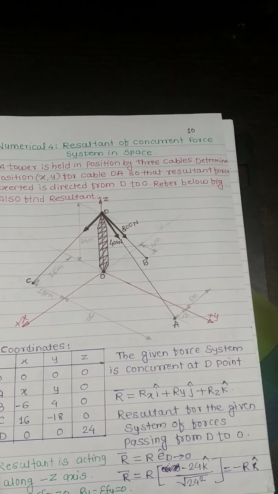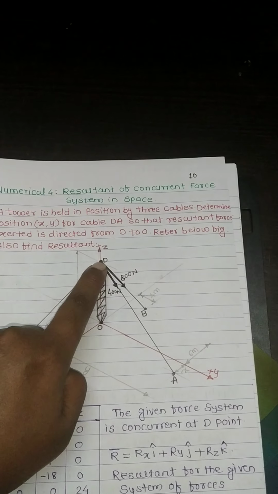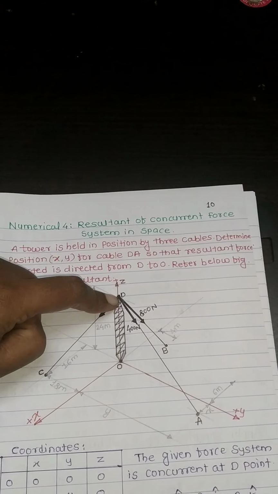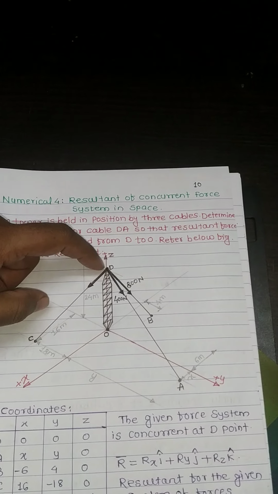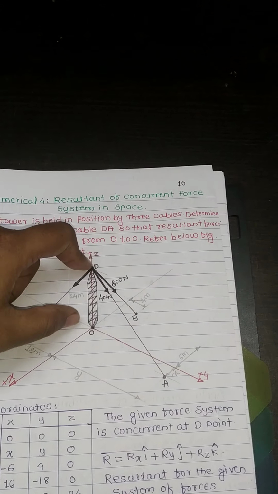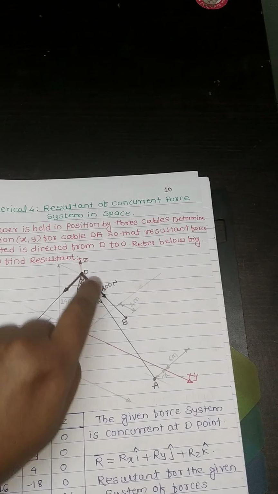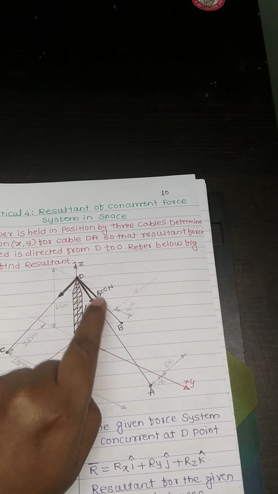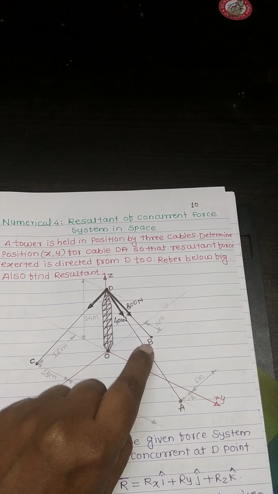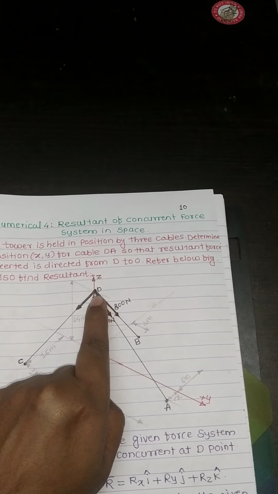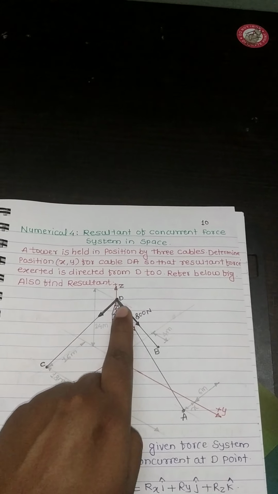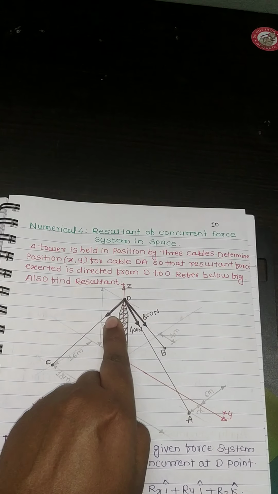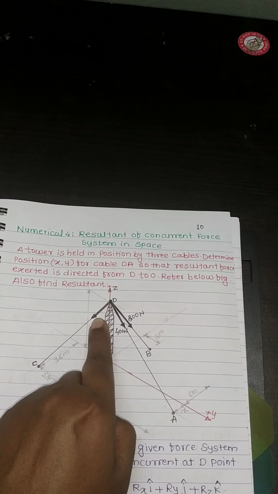Now you can see that at point D, the forces are acting in the cables from point D towards C, from point D towards A, and from point D towards B. The magnitude of DB is given as 800 Newton, DA is given as 400 Newton, and the magnitude of DC is given as 600 Newton.